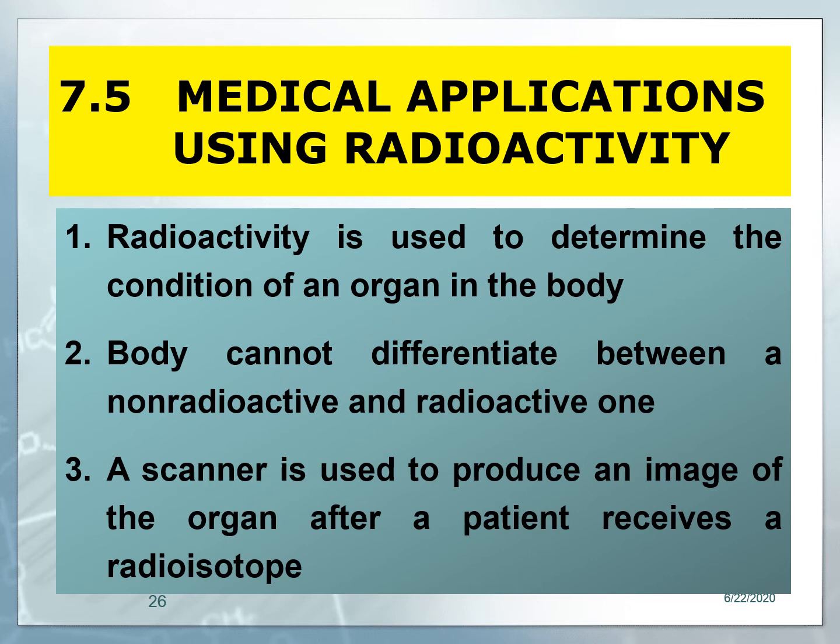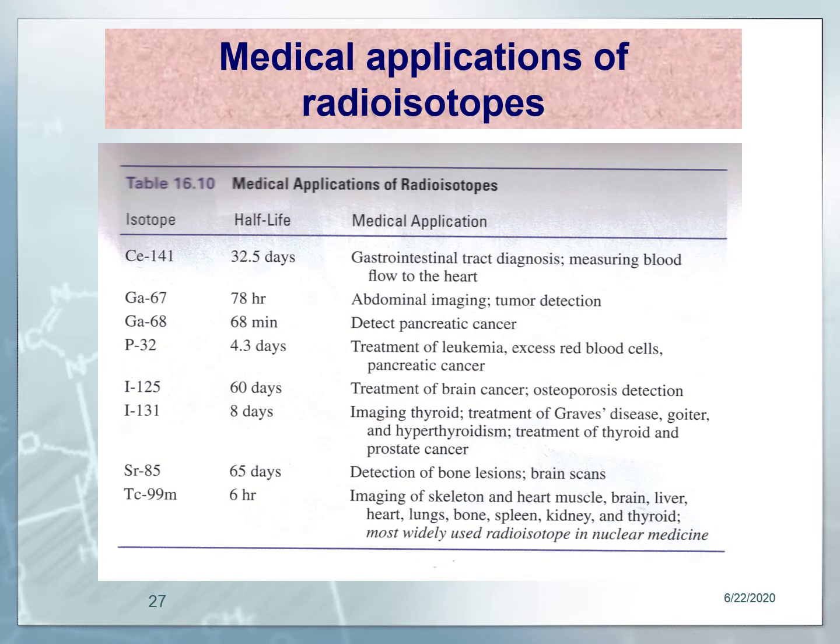The body can't differentiate between a non-radioactive and a radioactive one. However, radioactive atoms can be detected because they emit radiation. So, after a patient receives a radioisotope, a scanner is used to produce an image of the organ. Some radioisotopes used in nuclear medicine are listed in this table.